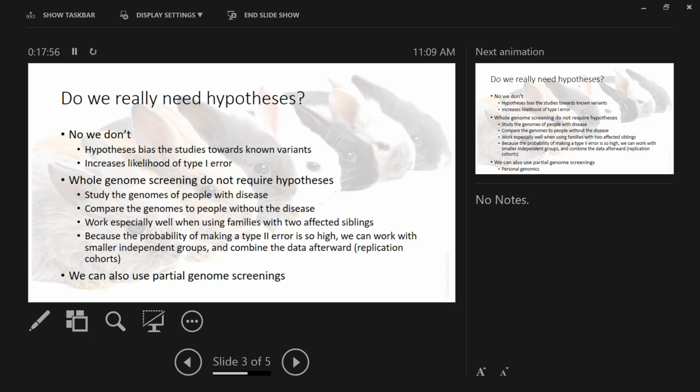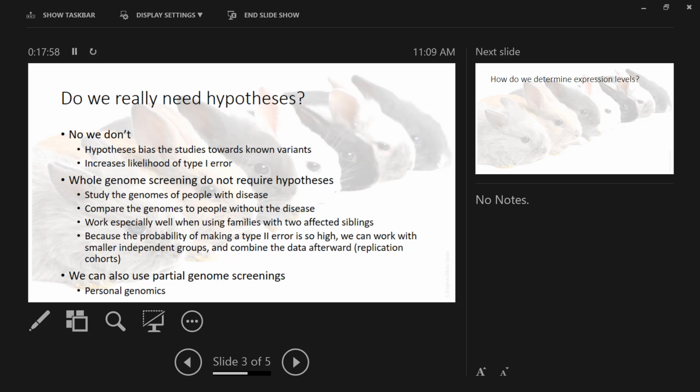All right. And then we can use partial genome screenings. I already mentioned this. This is the world of personal genomics, direct-to-consumer studies. They're not sequencing your entire genome. 23andMe looks at about 2 million single nucleotide polymorphisms. They're not even looking at all the single nucleotide polymorphisms, which would be about 54 million. They're only looking at a fraction of them, and then using that to compare you to individuals that have these particular genetic illnesses. They're finding which of those markers correlate significantly with certain genetic illnesses.